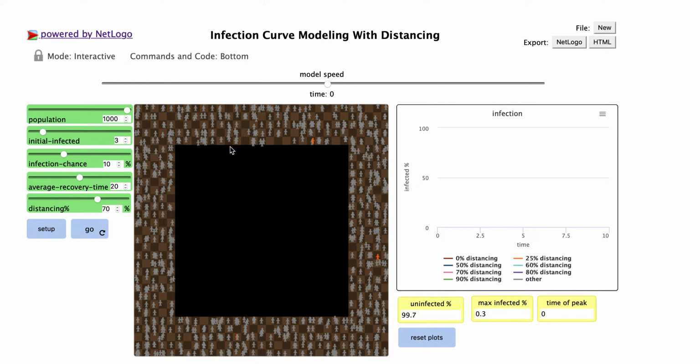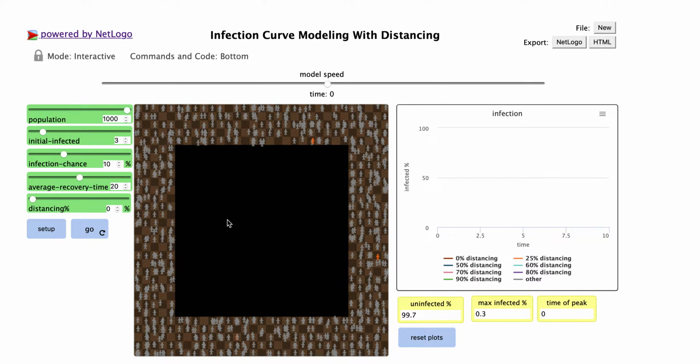So each person in this model has a recovery time, which is how long it takes them to recover from the virus. You can think of this as maybe days, but don't take that too literally, because again, this model is just meant to show the patterns. The numbers aren't super accurate. But that's the average. So there are some people who will recover more quickly, some who will take longer to recover. And then finally, we have the percentage of distancing.